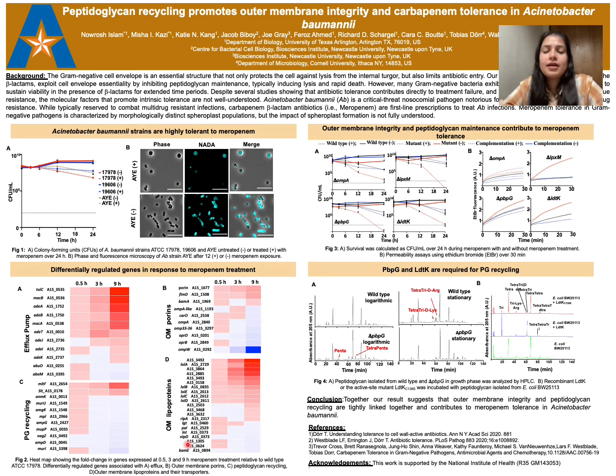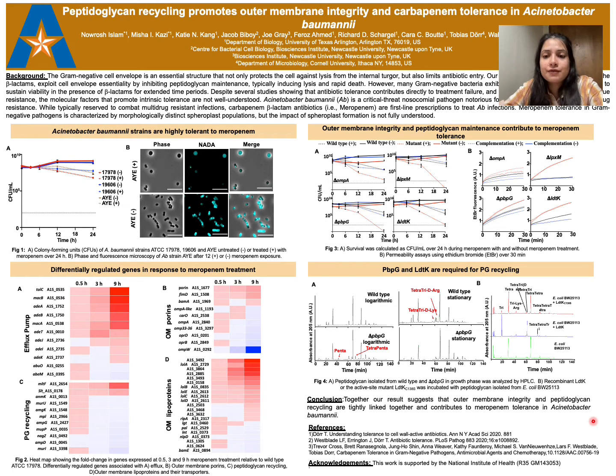Next, we have done RNA-seq to define the transcriptional alterations associated with spheroplast-mediated tolerance. And figure 2 represents our RNA-seq results. We found that meropenem tolerance is associated with the downregulation of the porins and the activation of the efflux pump, PG recycling genes, and also the outer membrane lipoproteins. However, one of the limitations of RNA-seq is that differentially regulated genes do not necessarily encode bacterial fitness.